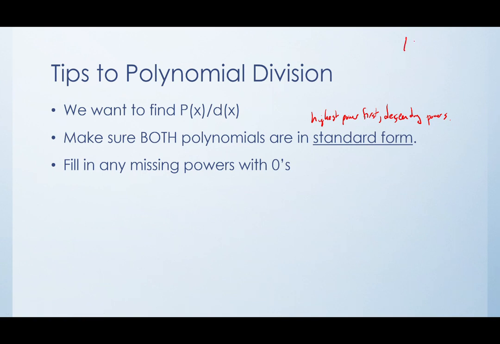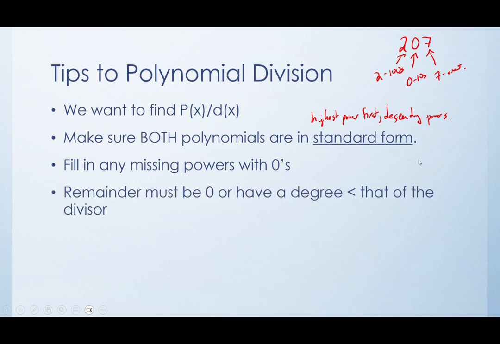Just like if you have a number, let's make it 207, it means 2 100s, 0 10s, and 7 1s, right? So if you don't have an x squared term in there and it's fourth order, you need to say 0x squared. And then we are going to do this division until the remainder gets down to 0, or it has a degree that is less than that of the divisor.